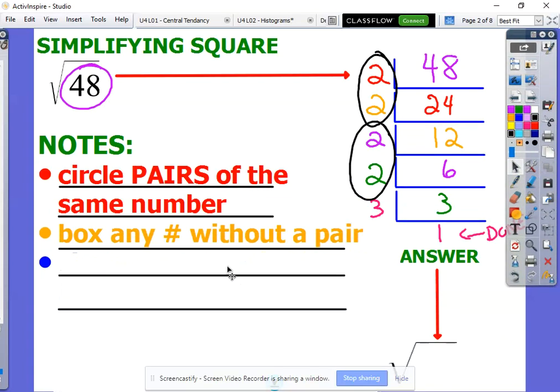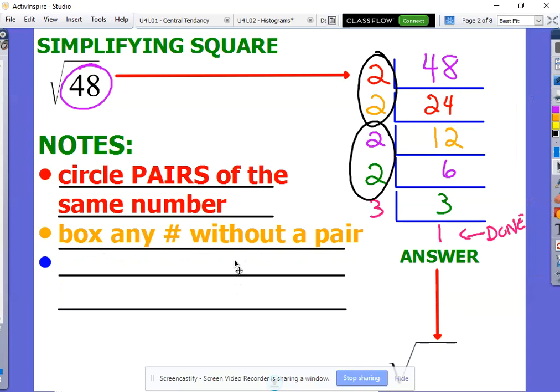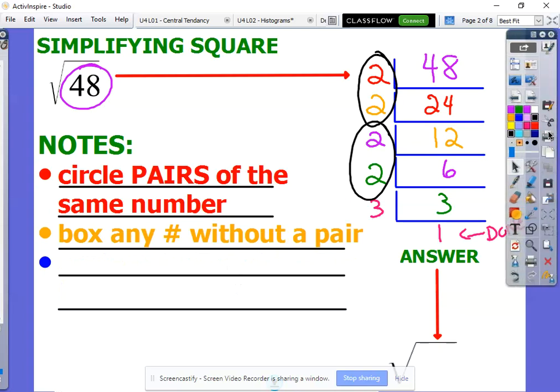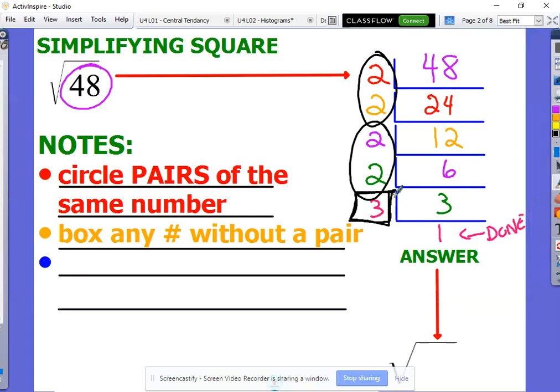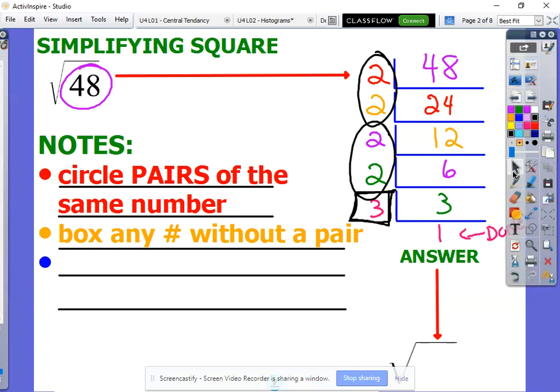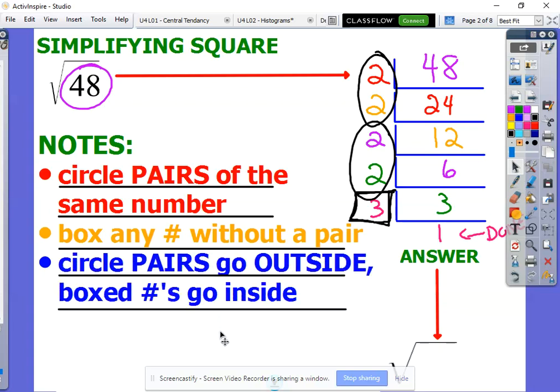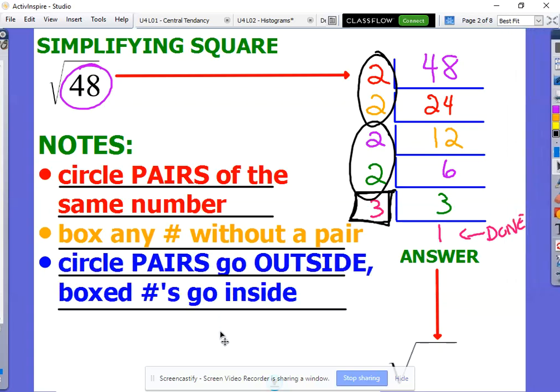Step 2 is put a box around any number without a pair. So we only had one number here that doesn't have a pair. So this 3 doesn't have a pair. So that's what we write down here below. Okay, we square that 3. And then our last note is that the circled pairs go on the outside and the boxed numbers go on the inside. So what do I mean by that?